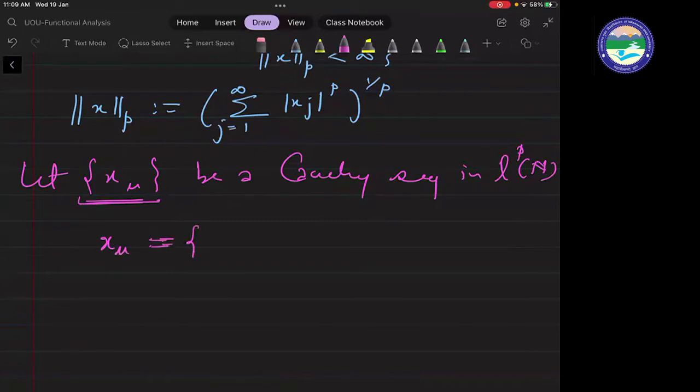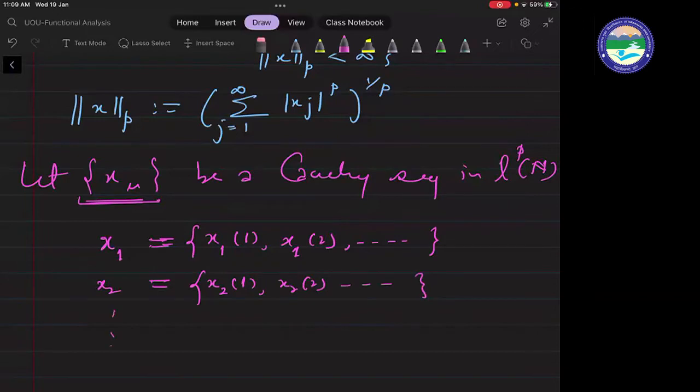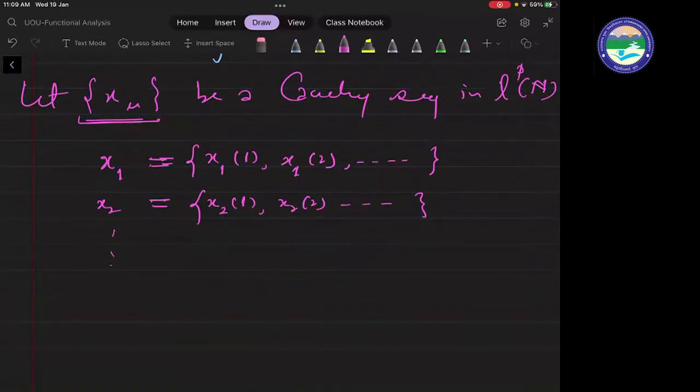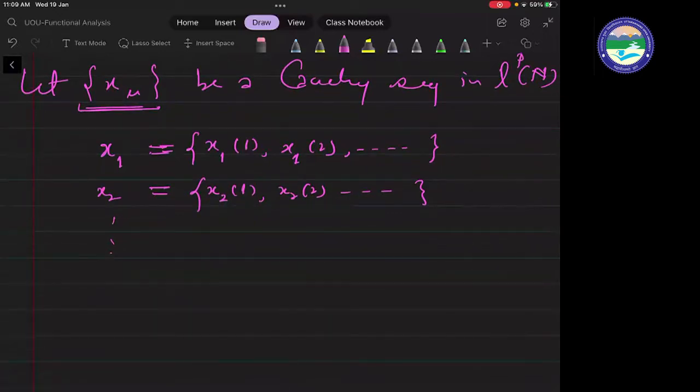x mu is given by, say, x mu 1, x mu 2. This is itself a sequence. So let me take mu equal to 1 first, then mu equal to 2. For mu equal to 1 it will be this. For mu equal to 2, it will be x 2 1, x 2 2 and so on. So x mu are sequences, and these all satisfy this property.